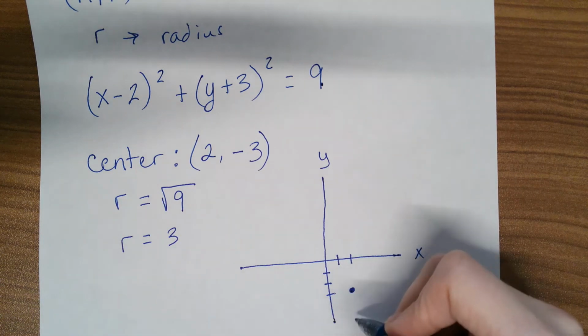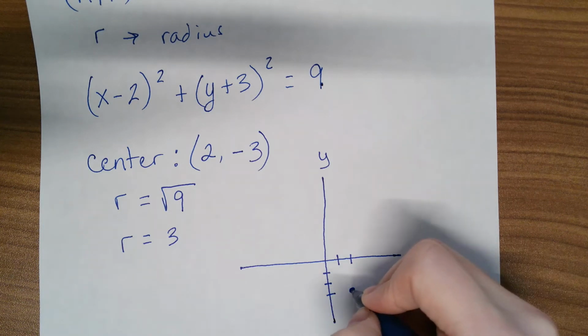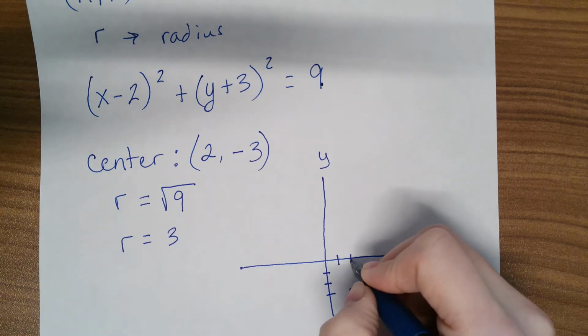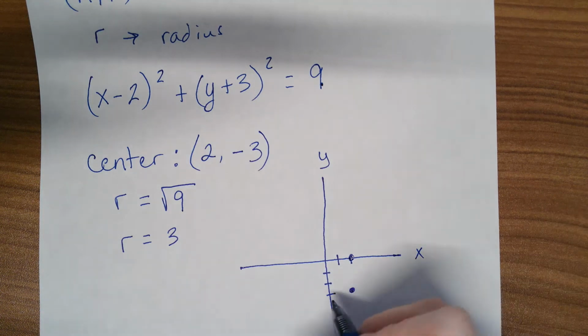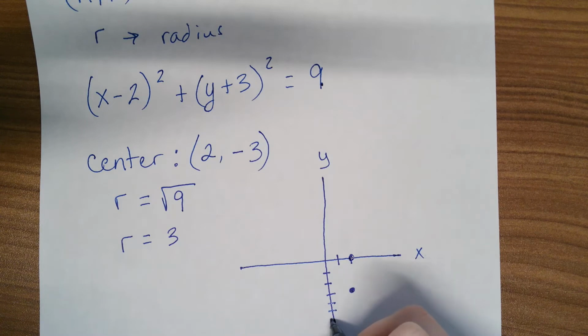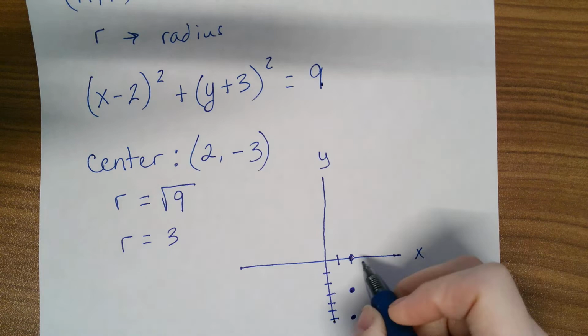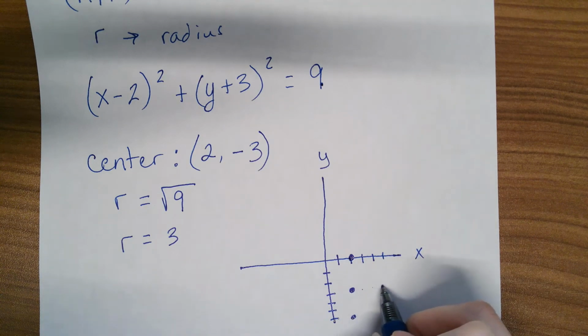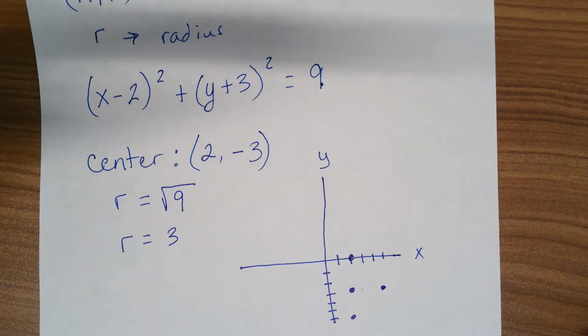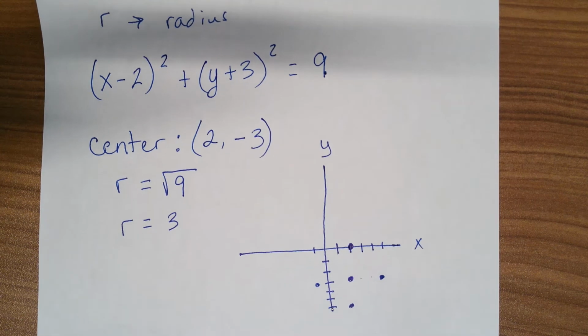So I'm going to go up 3, down 3, left 3, right 3. If I go up 3, 1, 2, 3, that puts me right there. There's the very top of my circle. And I'm going to go down 3, so 1, 2, 3, puts me right there. It's the very bottom of my circle. And I'm going to go to the right 3, so 1, 2, 3, it's the very right-hand side of my circle. And I'm going to go to the left 3, so 1, 2, 3. There it goes, it's the very left-hand side of my circle.